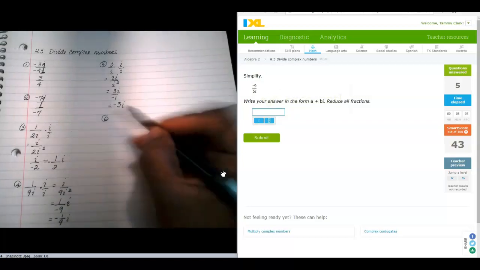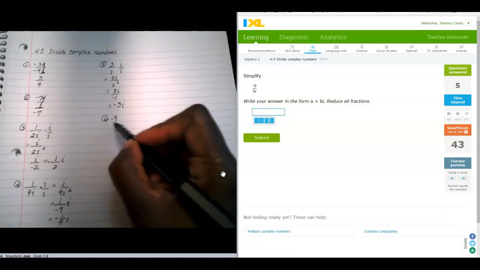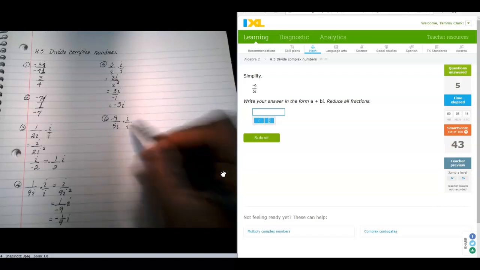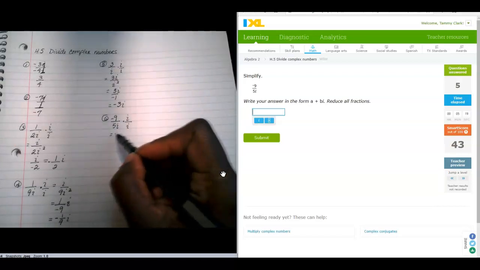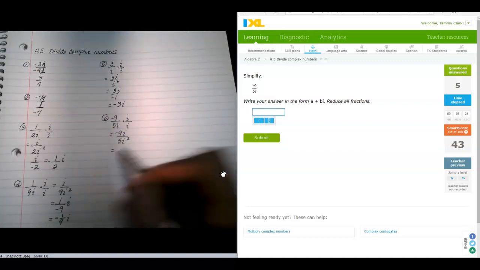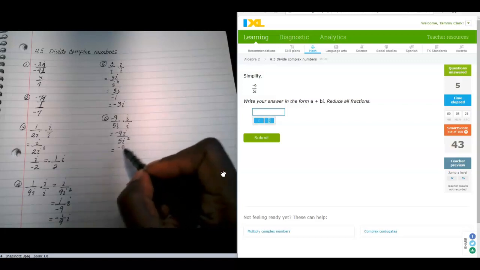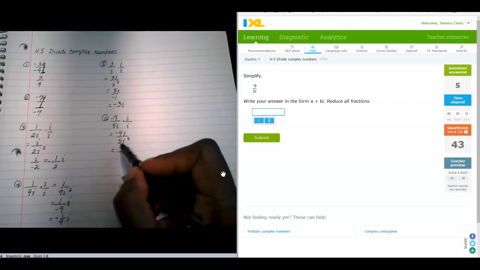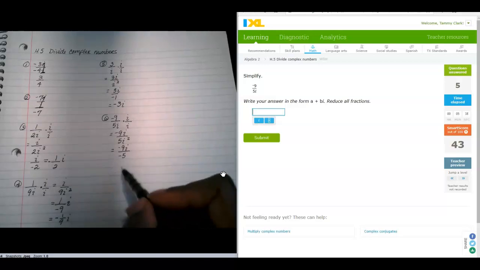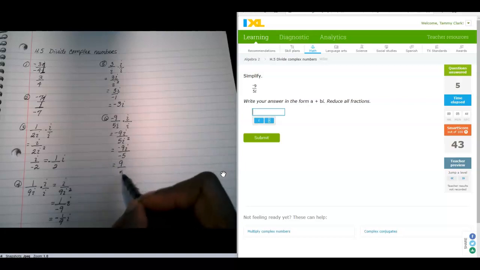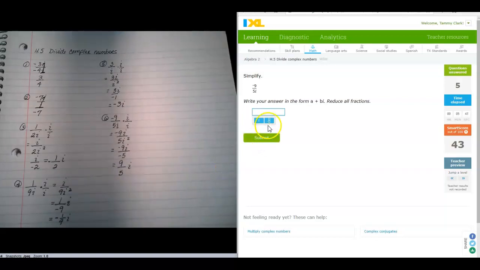Let's look at number 6. We've got negative 9 divided by 5i. Multiply by i in the numerator and the denominator. That gives us negative 9i divided by 5i squared. We know i squared is negative 1. So negative 1 times 5 is negative 5. Let's go ahead and simplify. A negative divided by a negative is a positive. So we've got 9 over 5, and put your i out to the side.